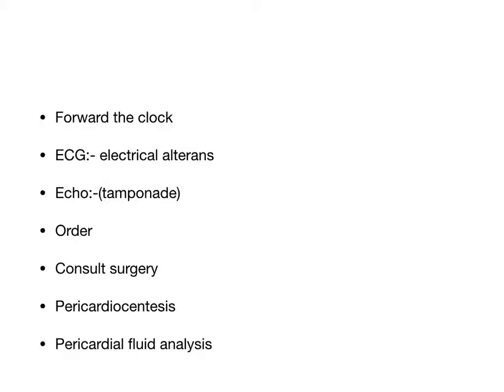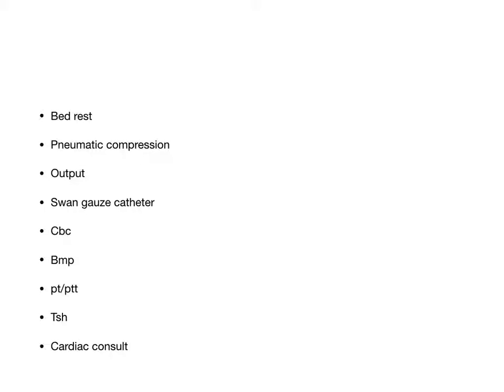Forward the clock. ECG will show electrical alternans. Echo will show the pericardial effusion. Now order a consult for surgery, pericardiocentesis, and pericardial fluid analysis. Admit the patient and order bed rest, pneumatic compression, urine output, Foley catheter, and basic investigations like CBC, BMP, PT, PTT, TSH, and also do a cardiac consult.